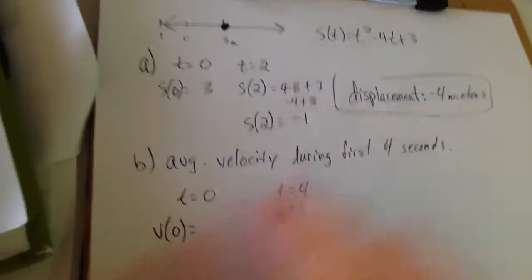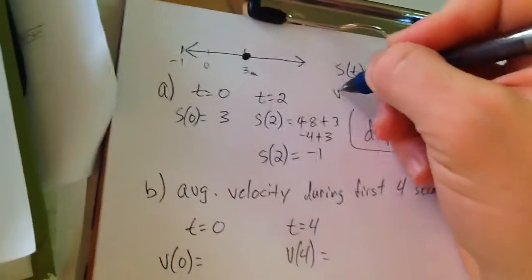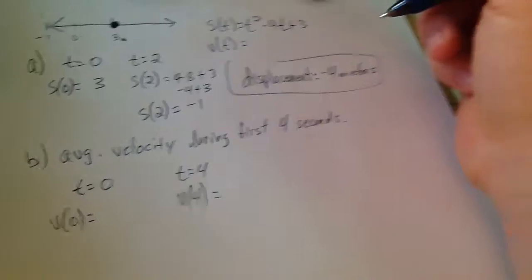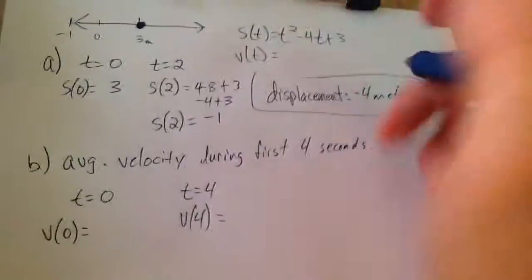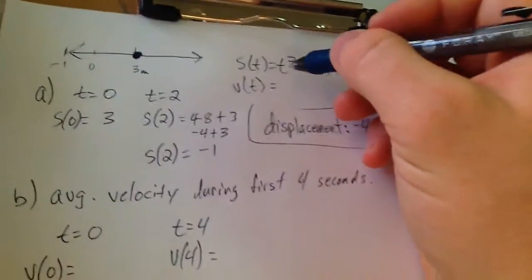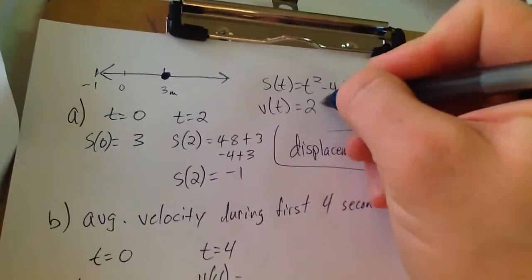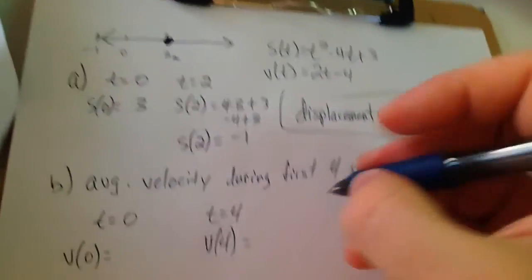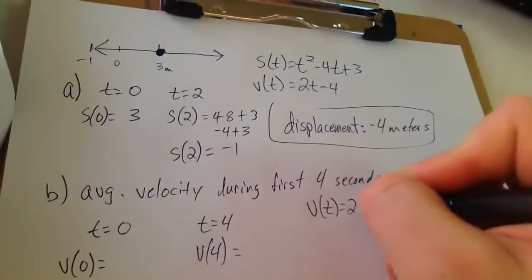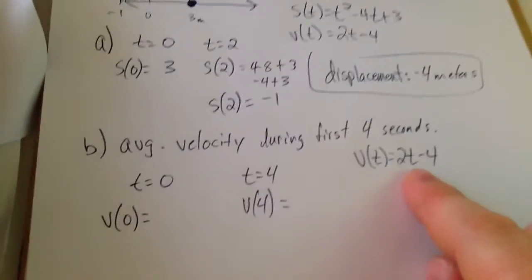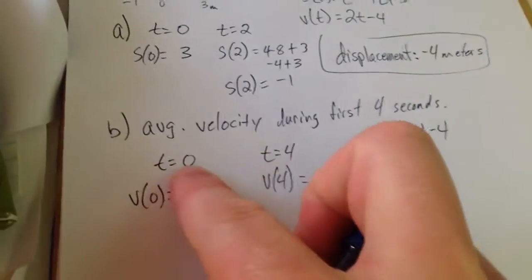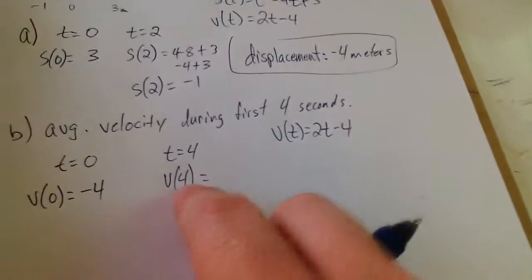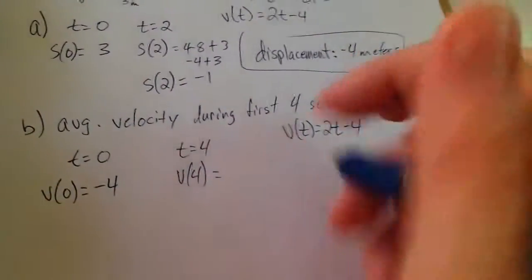So guess what? We need the velocity function. Uh-oh. Scary bear? Yeah? So velocity is just derivative of position. So derivative of that's 2t minus 4. So there's our velocity function. Plug those in, so plug in 0, you get negative 4. And that makes sense, because right when it started, didn't we figure out it was moving to the left? Oh, we got a negative velocity. Here, plug in 4, so 4 times 2 minus 4 is 4.